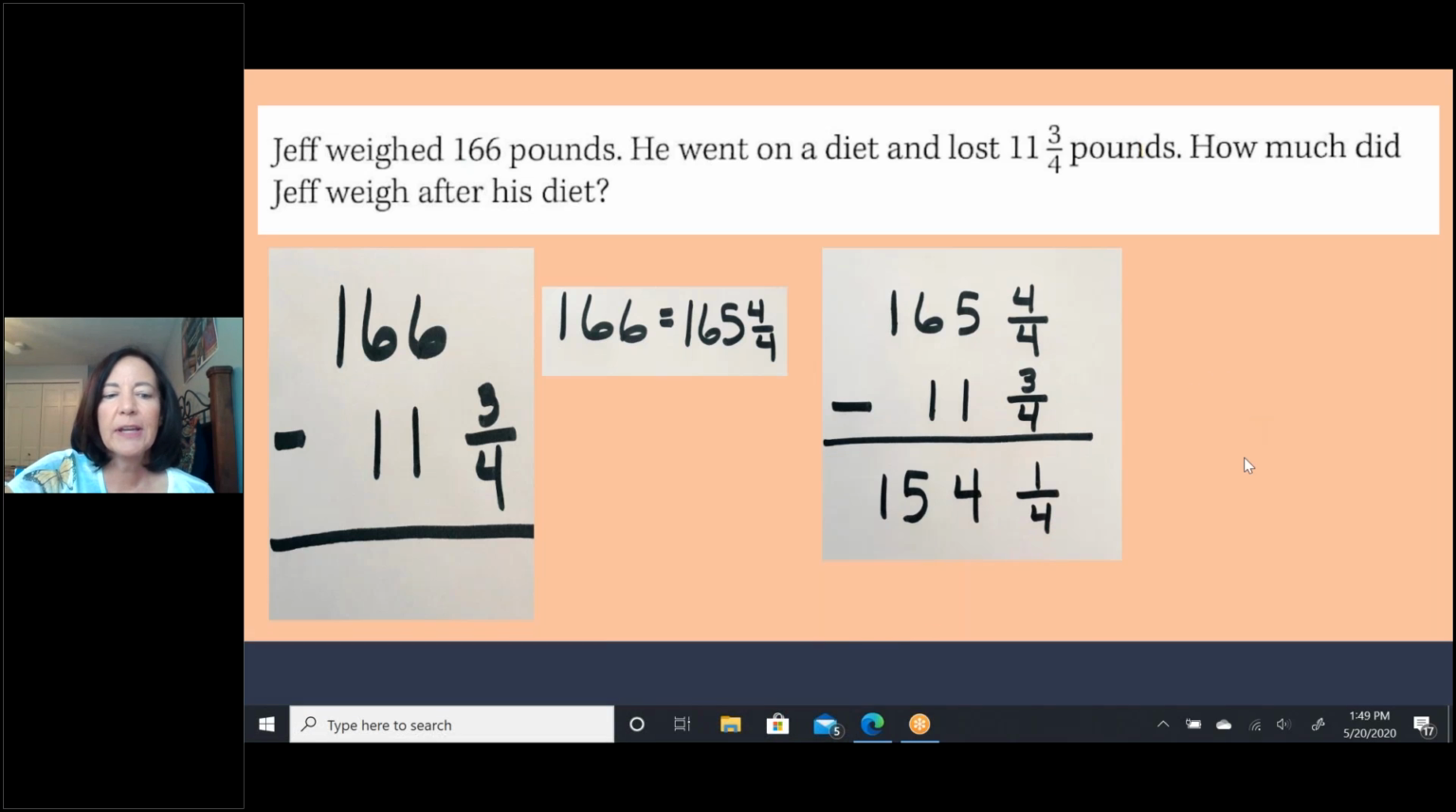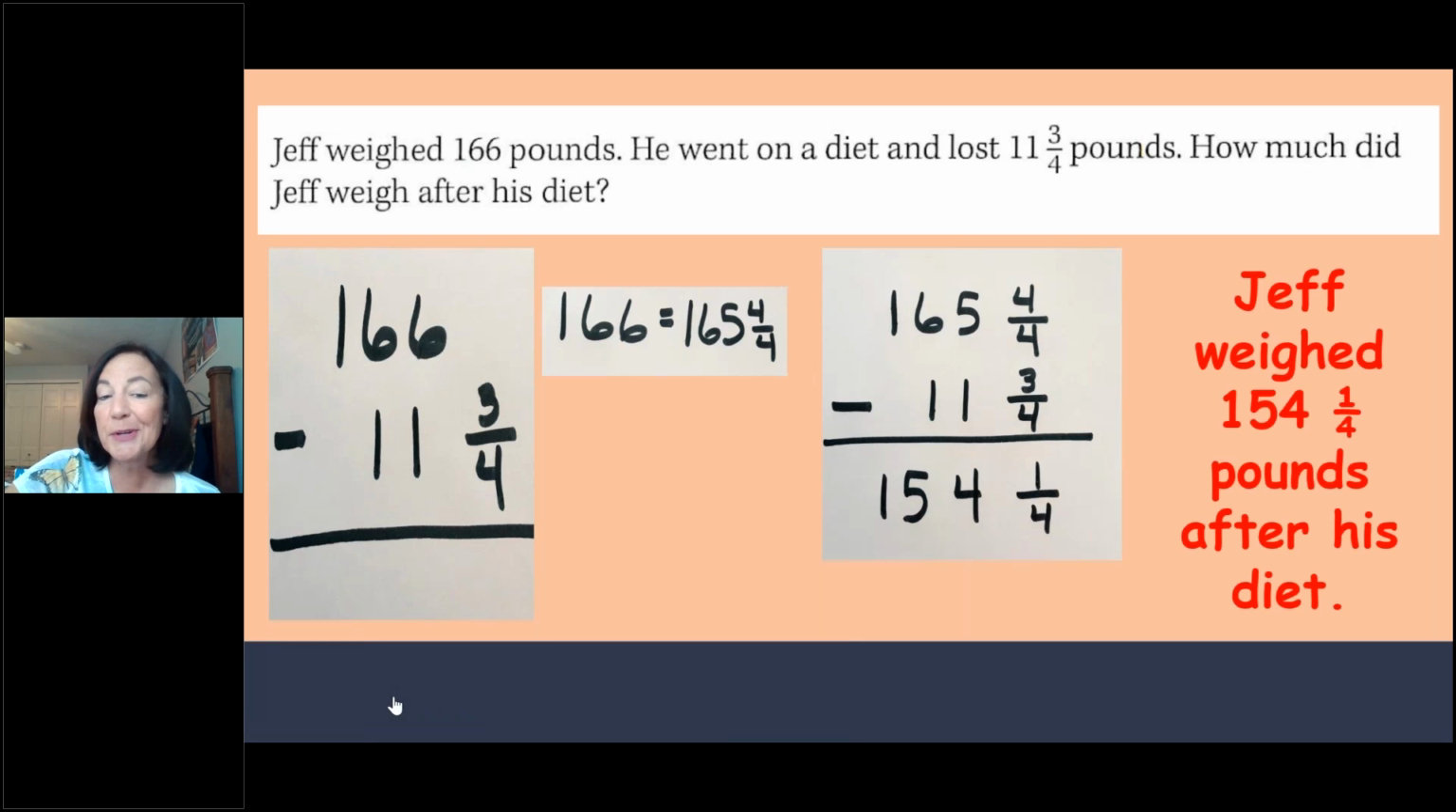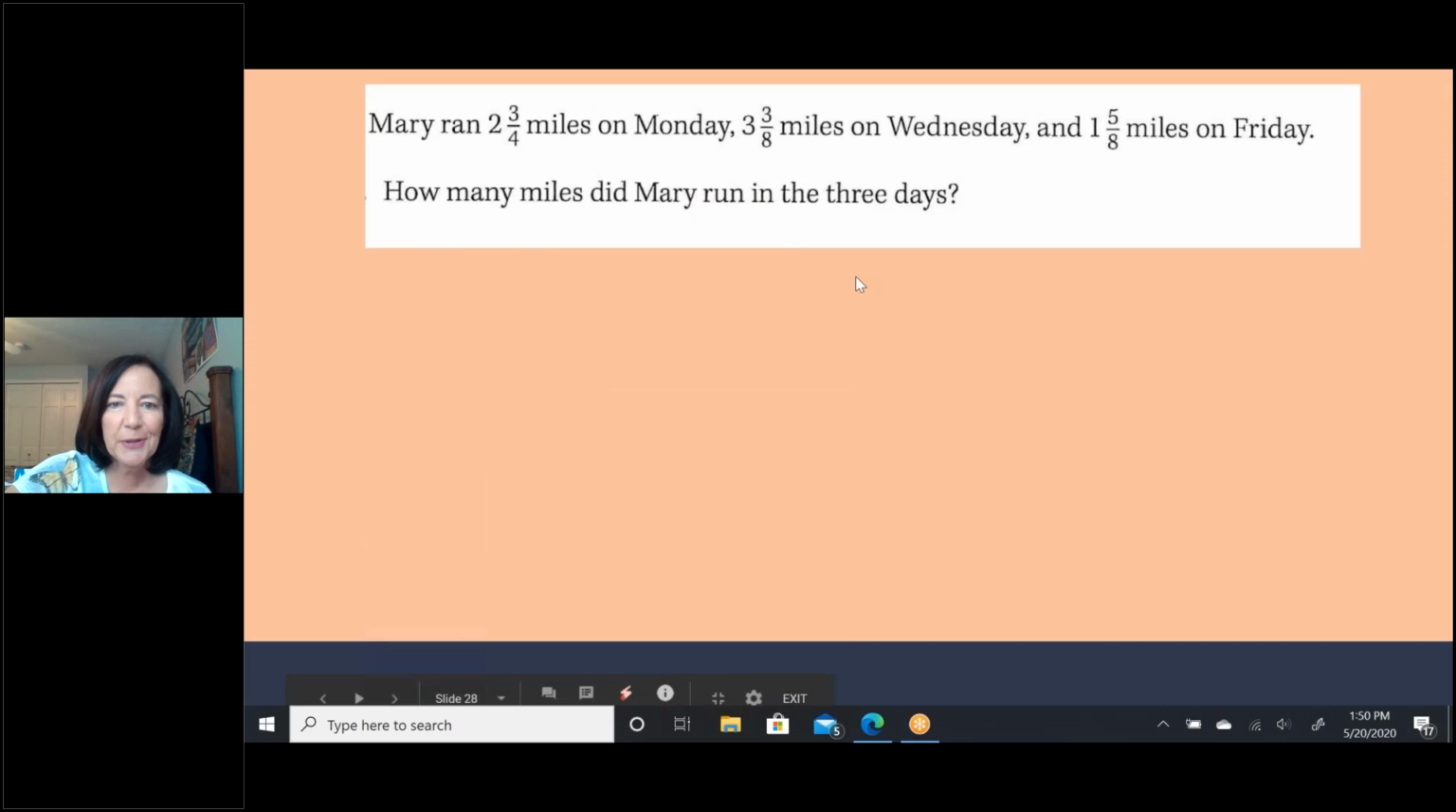Thanks. So in complete form, or in sentence form, what would our answer look like? 154 and 1/4 pounds. Okay, that's our answer. The question was, how much did Jeff weigh after his diet? So how would we write that answer in complete form? Jeff weighed 154 and 1/4 pounds after his diet. You are an amazing student. Nice job. Thanks. Okay, let's do this one.